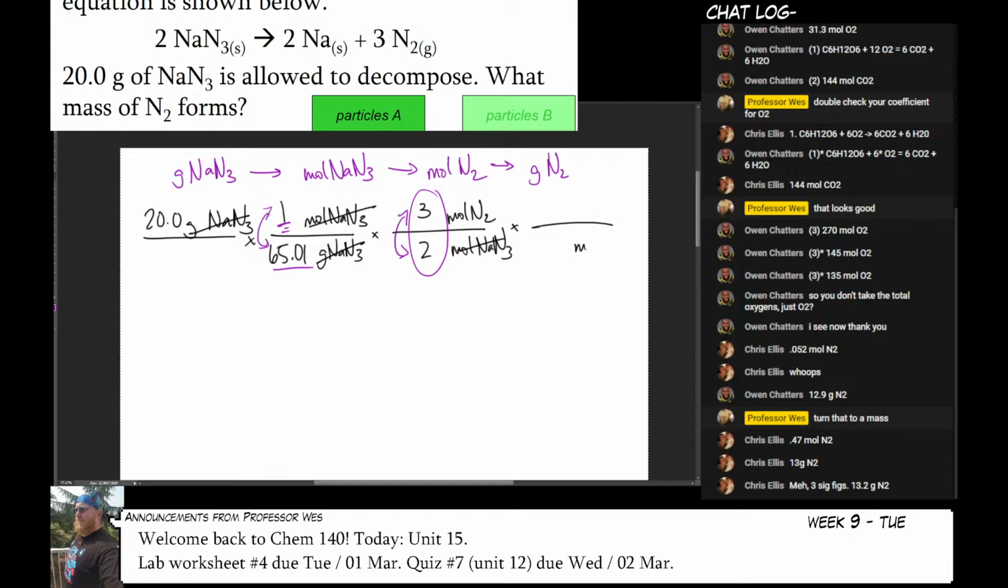And then finally, we'll go from moles of N2 to grams of N2. And I want to write in a true relationship for this too. So in 1 mole, how much is that? Well, Lentech will tell you. You just type in N2, N2, 28.01.